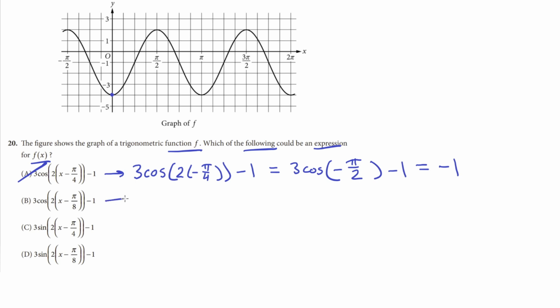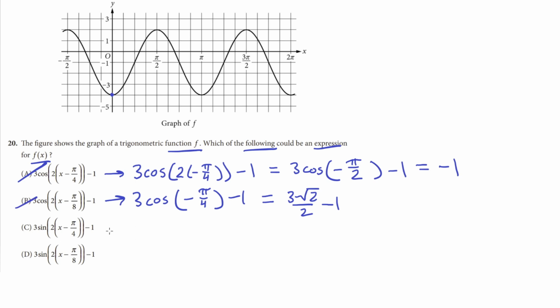Now let's do the same thing, but with answer choice B. So we'll have 3 cosine of 2 times 0 minus pi by 8. So we can just put in 0 for x, and 2 times pi by 8 is just negative pi by 4, minus 1. And then cosine of negative pi by 4, that's equal to root 2 over 2. So we'll have 3 root 2 over 2 minus 1. And this is going to be some decimal value. So it's obviously not going to be negative 4, so we can rule out answer choice B.